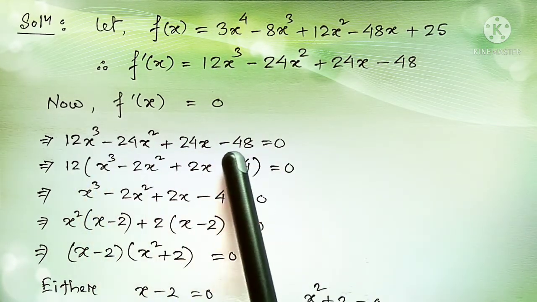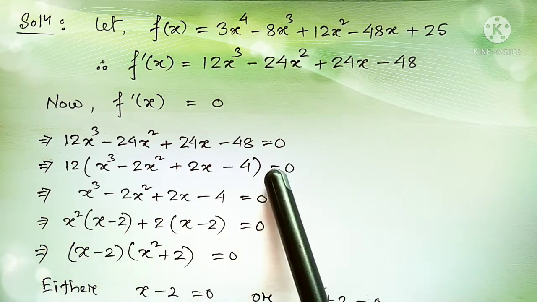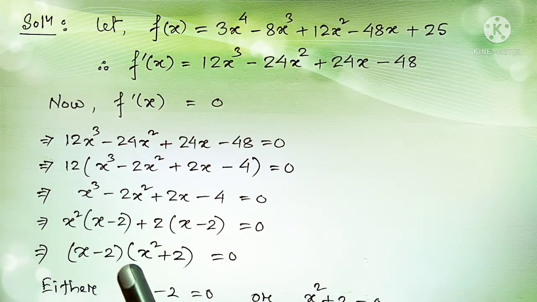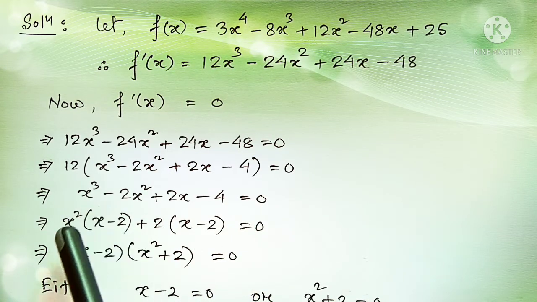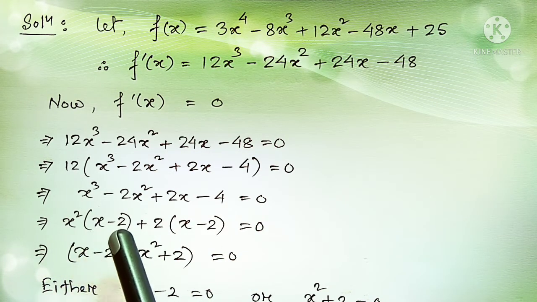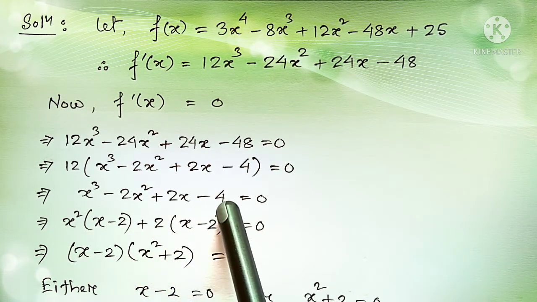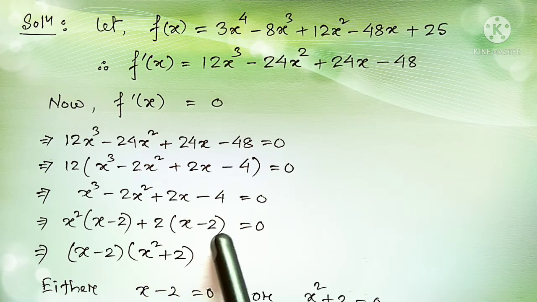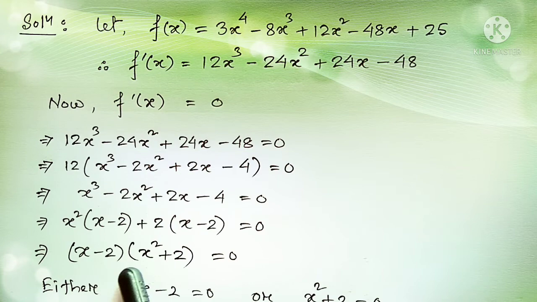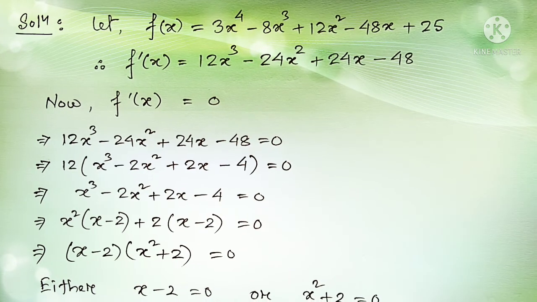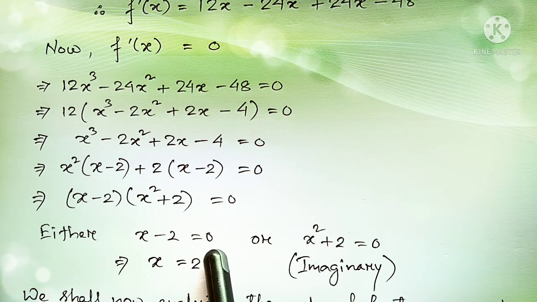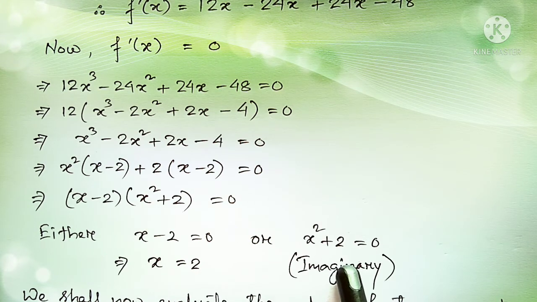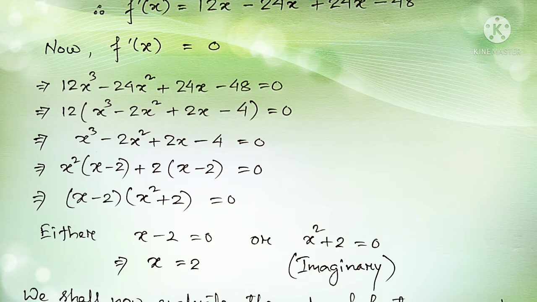And after that, from here we have to find the critical points. So first taking 12 common, we get x cube minus 2x square plus 2x minus 4 equal to 0. In the first two terms, x square is common, so x square into x minus 2 remains, plus in the other two terms, taking 2 common, x minus 2 remains, equal to 0. Finally we get x minus 2 into x square plus 2. Is it clear? Now, for the critical points, either x minus 2 equal to 0 or x square plus 2 equal to 0. From here x equals 2, but x square plus 2 equal to 0 is not possible, because it gives an imaginary value.